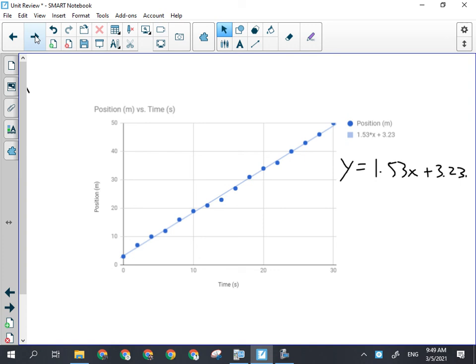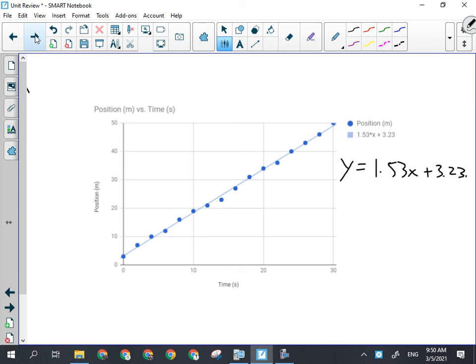Okay, so here's just a position versus time graph. This would be one where if I gave you this graph and that equation and asked you to do some calculating, I would want you to use the equation for the calculating. So a question I might ask would be, what would the position of the object be after 50 seconds? Now that's not on the graph. I can't look that point up, but I can calculate it because I have the equation.